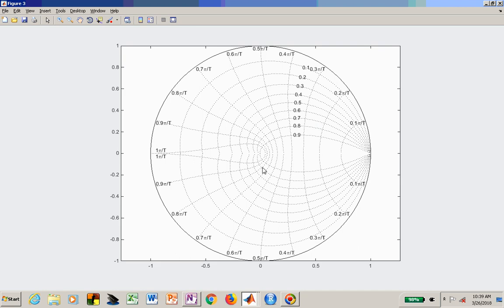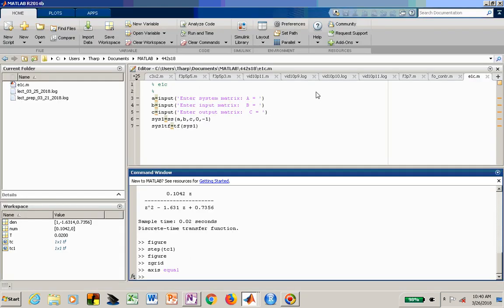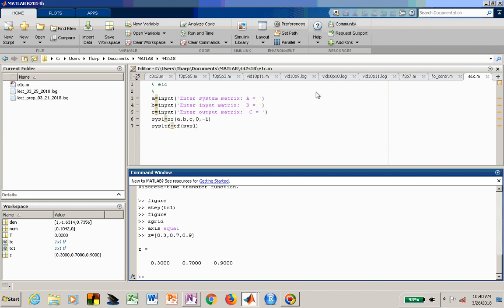Now you can use this to sketch or find your dominant poles, or you could create even a little bit more particular z-plane grid if you wanted to. You could say, let's say that we just want to have zeta values of 0.3, 0.7, and 0.9 on this grid. And suppose that we want the omega to be 0.